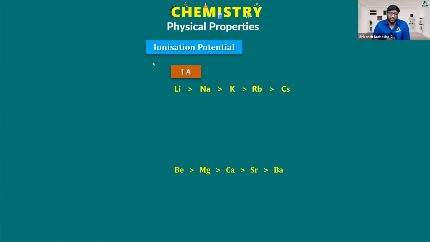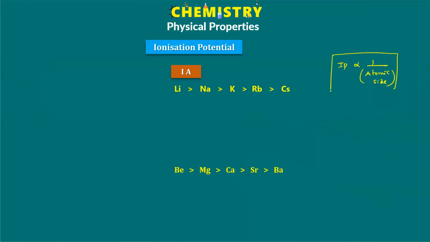there won't be any exception with respect to ionization potential also. Ionization potential is inversely proportional to atomic size. As size increases, what is going to happen? Ionization potential decreases and shielding effect increases.